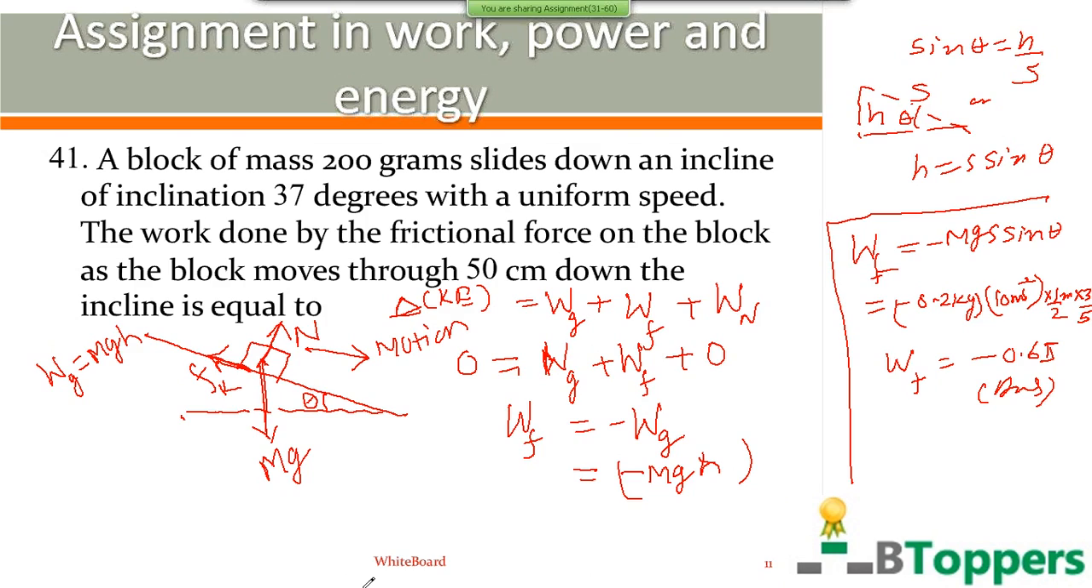In case you want to copy the solution of the problem, you can pause and copy the solution of the problem.